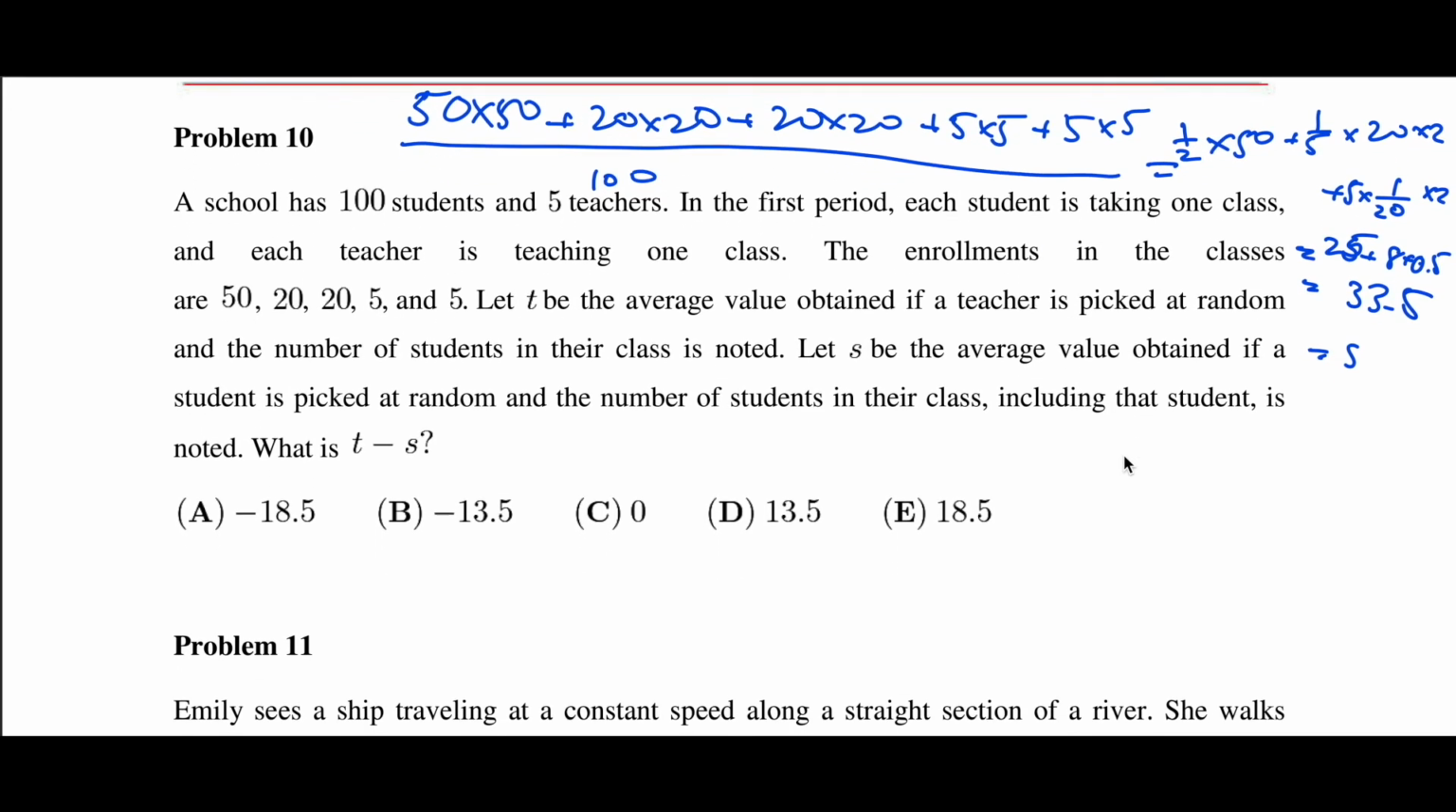So now we just need to do T minus S. So T minus S is 20 minus 33.5. Okay, that is a bit messy. Which is negative 13.5, which gives us the answer B.